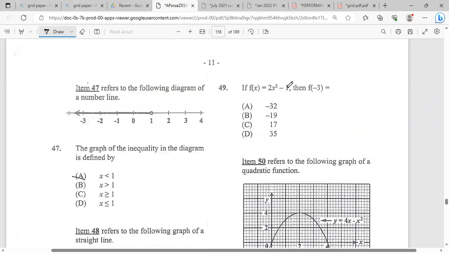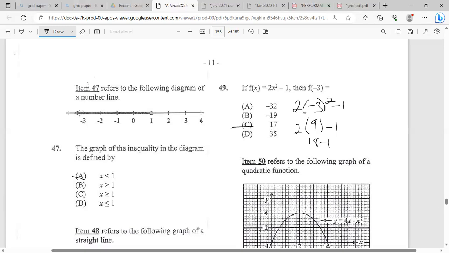If f of x is equal to 2x minus 1, then f of negative 3 is, all we're doing is put negative 3 for x, square it first, multiply, and then minus 1. So we square this. Any number squared is positive. So that's 18 minus 1, which gives us 17.